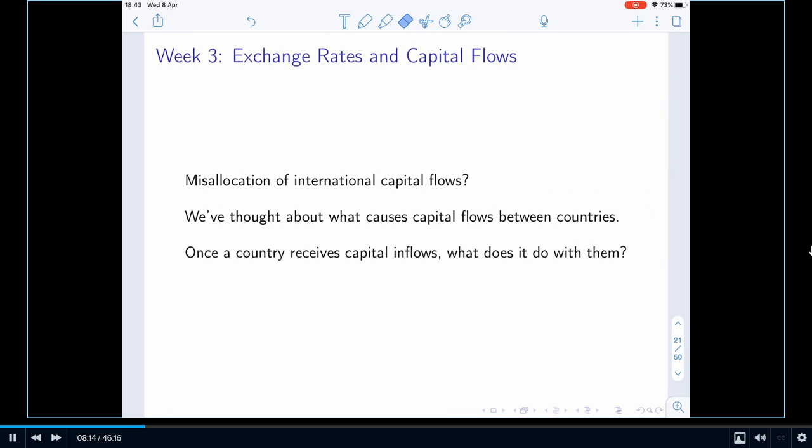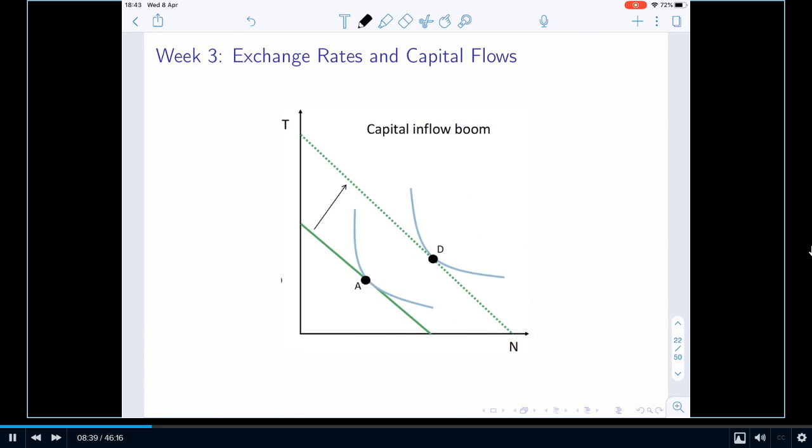The next question you might ask is, okay, so we've spoken about what causes capital to flow between countries, but what happens once capital flows into a country? What does that country do with it? And this brings us on to the question of misallocation, which is going to be a very important discussion, particularly for thinking about what happened with the Eurozone debt crisis between periphery and core. So this is a kind of a classical model of what happens in a perfect market when you have capital inflows and nothing goes wrong.